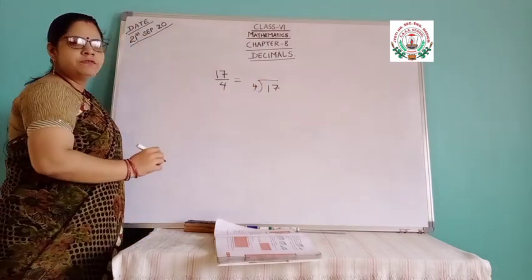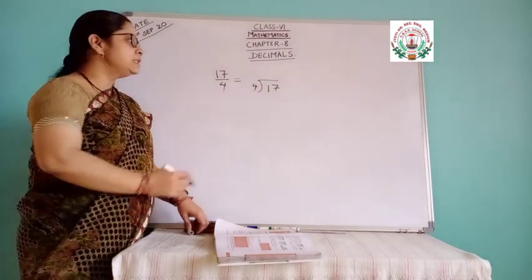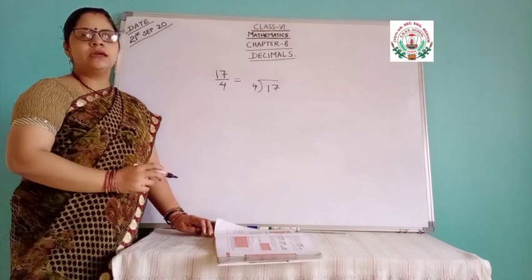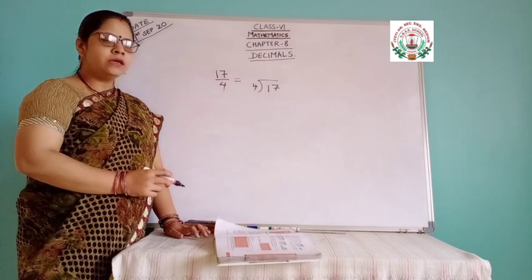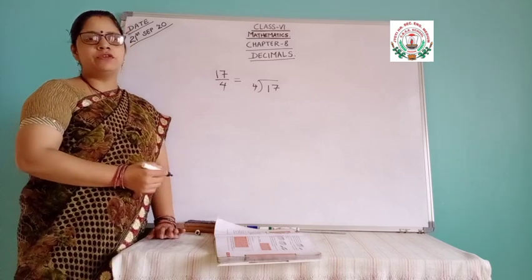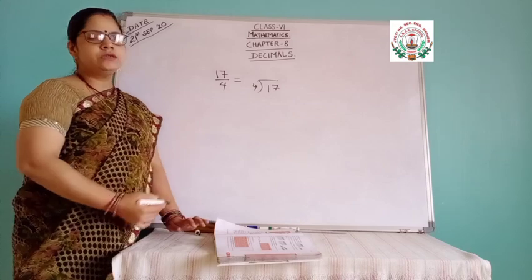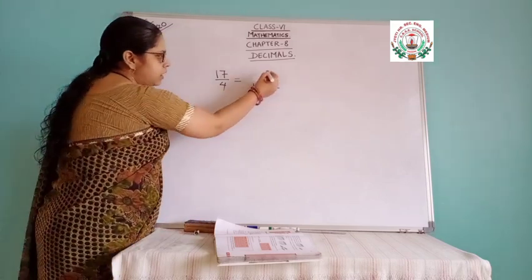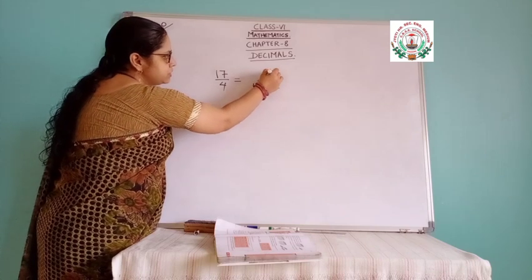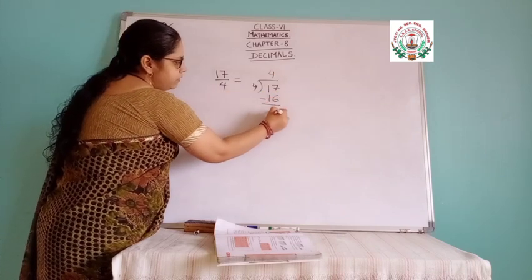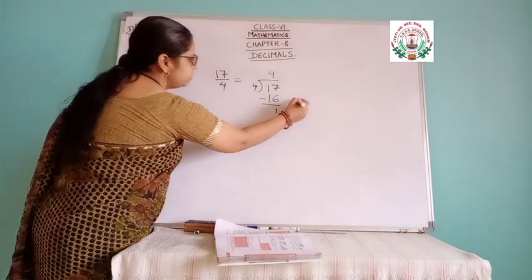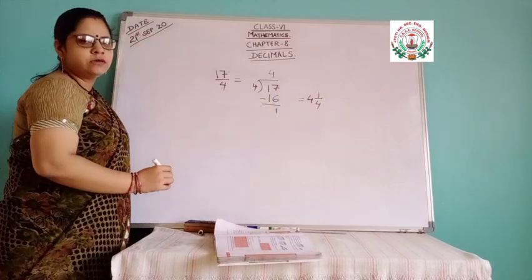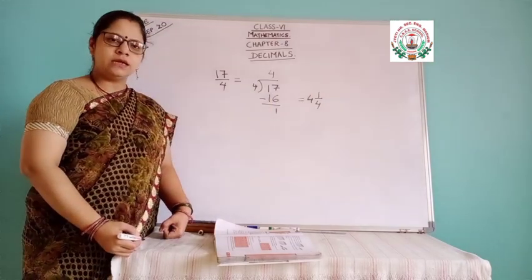Is it completely divisible? Completely divisible means 17 should come in the table of 4. But is 17 coming in the table of 4? It is not. So either you will get a mixed fraction, but here the question is to convert into decimals. 4 4s are 16, you can do that, then 1 will be remaining. If you want to write the mixed fraction, it will be 4 and 1 by 4. This is the mixed fraction, but we want the answer here in decimals.